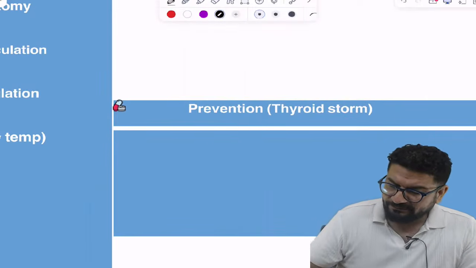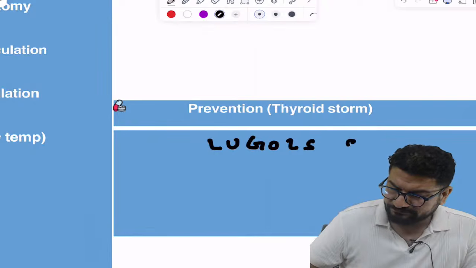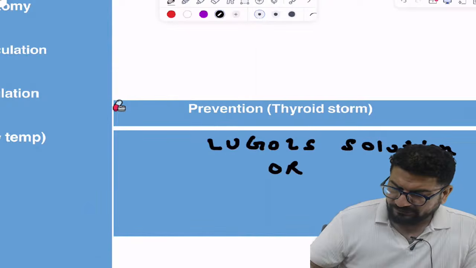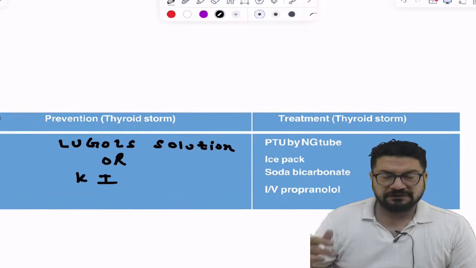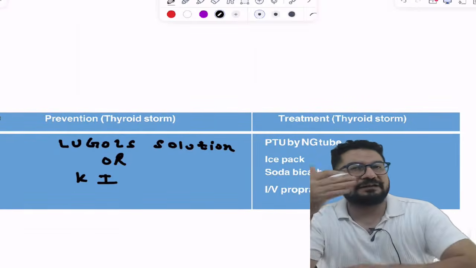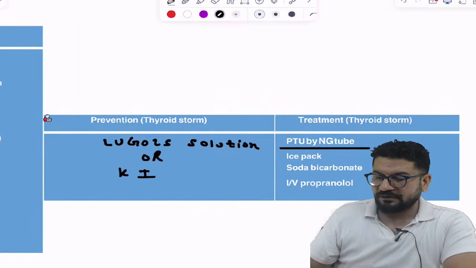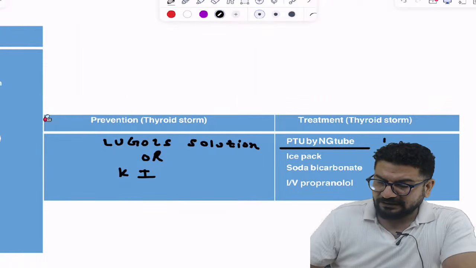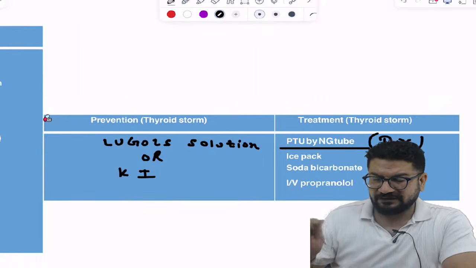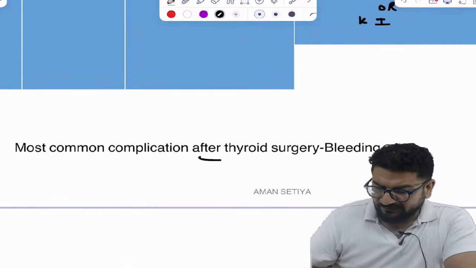They ask you how we prevent this. So for prevention, what we use is Lugol solution, or we call this potassium iodide. And in treatment, suppose you have tried this also but no improvement is coming, then what we can use is PTU by NG tube. So in thyroid storm, remember, for prevention we use Lugol solution, and drug of choice if it is occurring, then we use propylthiouracil. Most common complication after thyroid surgery will be bleeding.